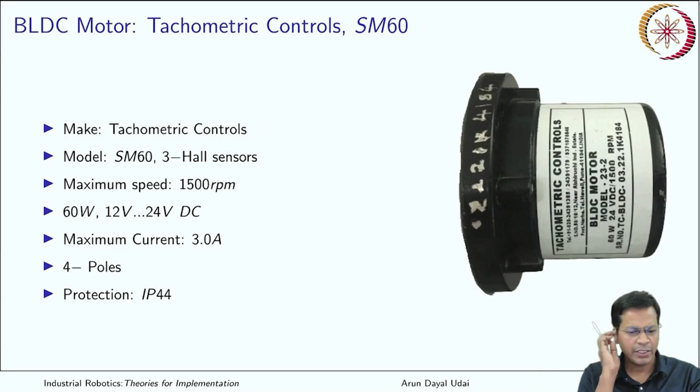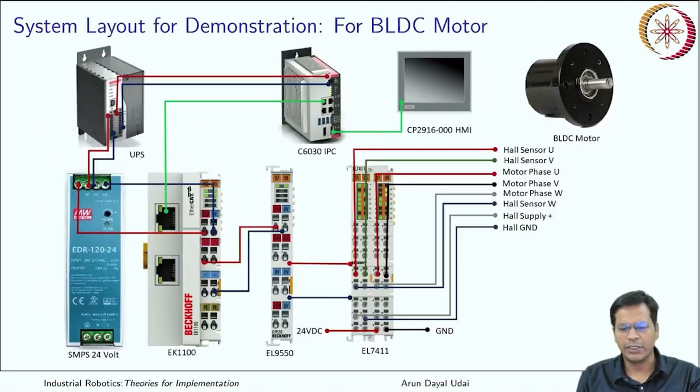Made by Tachometric Control, SM60. The data sheet is online, I'll share it with you. It has three Hall sensor outputs also. It is 60 watt, 12 to 24 volt DC, 3 ampere current, 4 poles, IP44. IP44 is the type of protection it has.